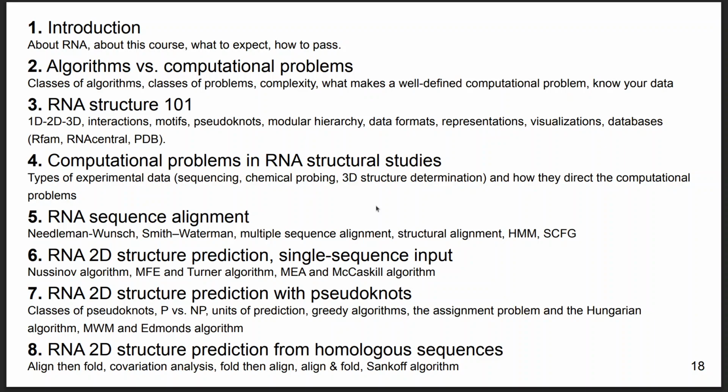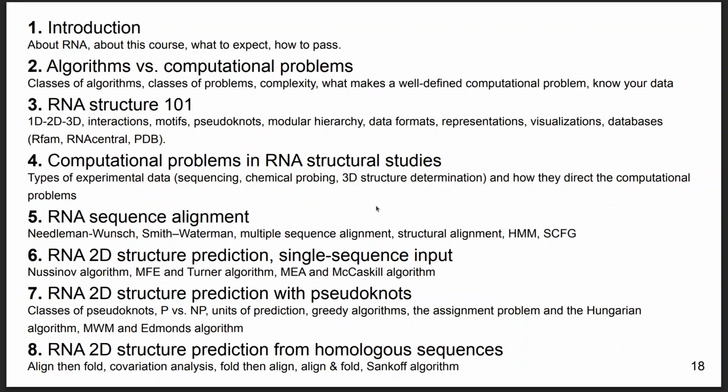For example, we don't have now the problem of predicting RNA sequences of our genome, because we can just sequence them, and that's it. So the experimental techniques actually define what computational problems we will have to solve. Then we will switch to 3 levels of organization. The algorithms working with RNA sequences are covered in lecture 5.